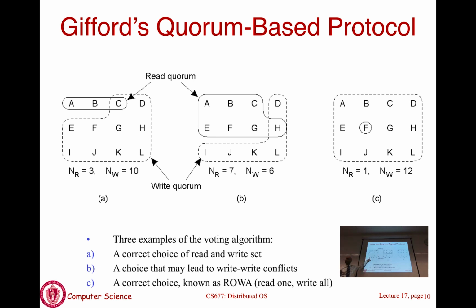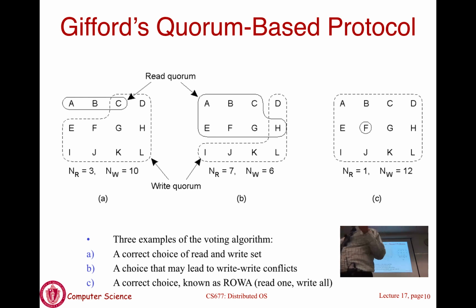Here it says read quorum is 3, write quorum is 10. What does that mean? If you're writing to the file, you have to pick 10 out of those 12 servers at random. It doesn't matter which 10 you pick. Pick any 10 servers and send the write to those servers. Now those 10 servers have the most up-to-date version of the file.